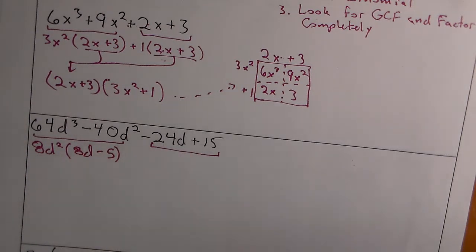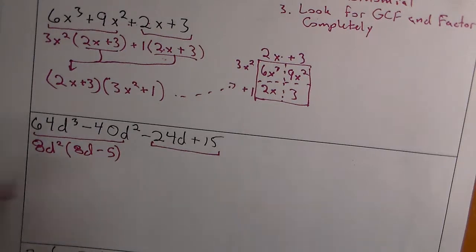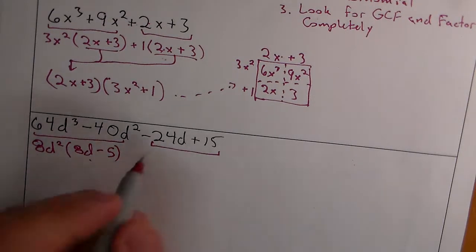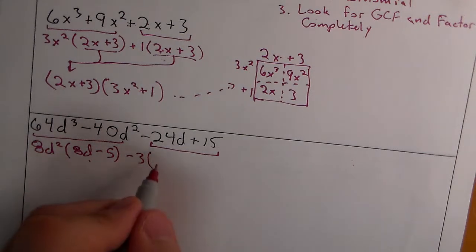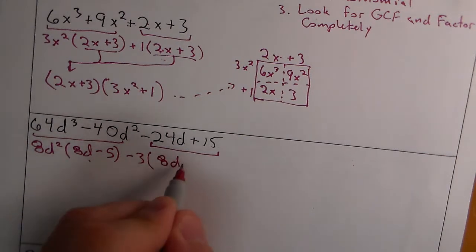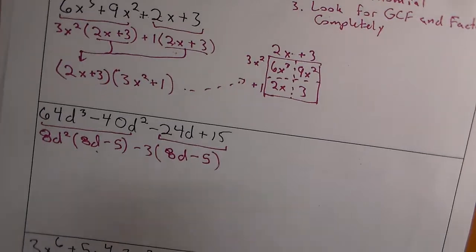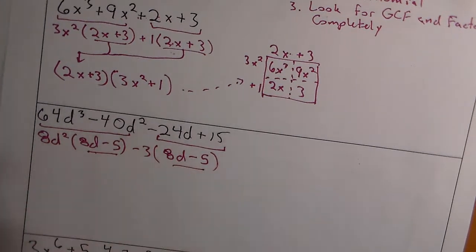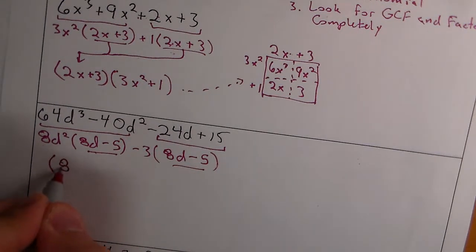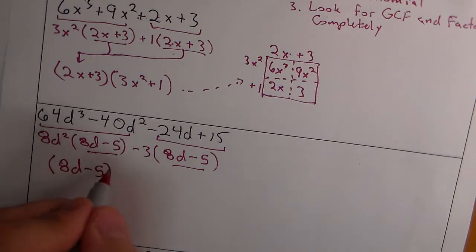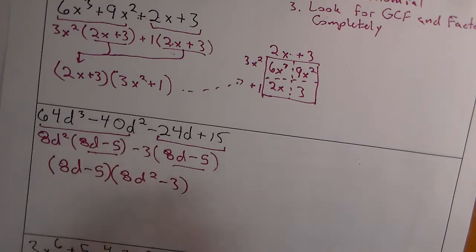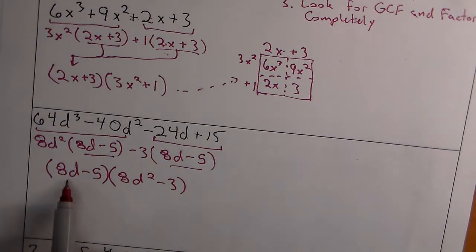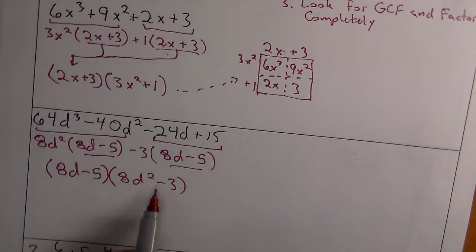Now, 24d and 15, they have a 3 in common, but I want it to look like this. So I'm going to take out a negative 3 because I want this to be a positive 8. So that becomes 8d minus 5. We look, both of them have 8d minus 5. Factor that out, and I'm left with, in this whole thing, 8d squared minus 3. So my two factors are 8d minus 5 and 8d squared minus 3.